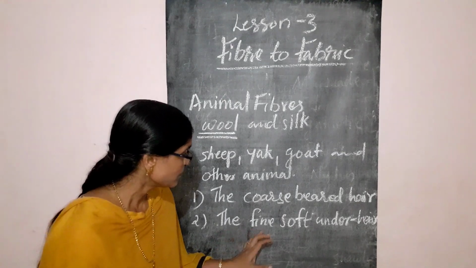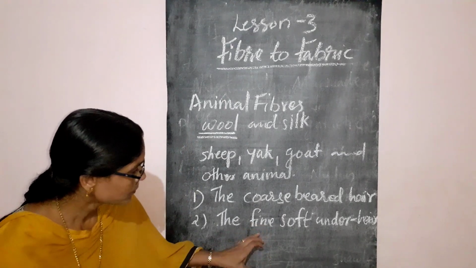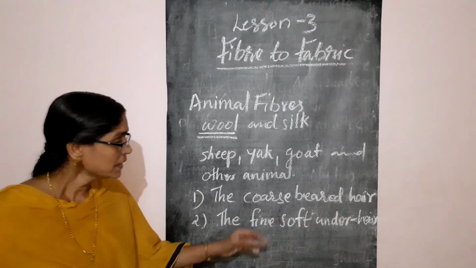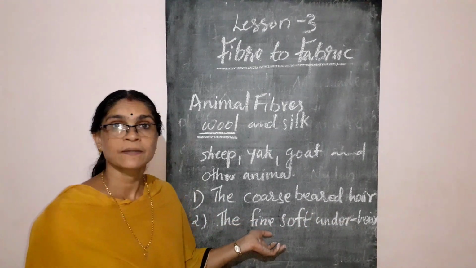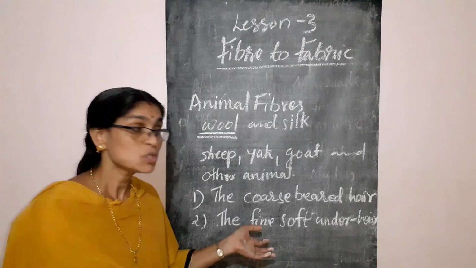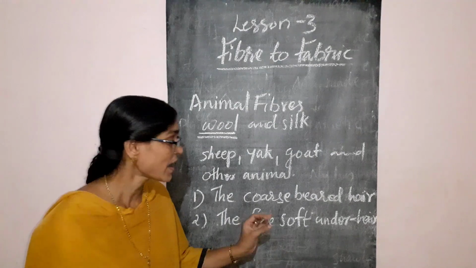Wool is taken from fine, soft under hairs. Many breeds of sheep have this quality. Most of the fur is fine and soft.